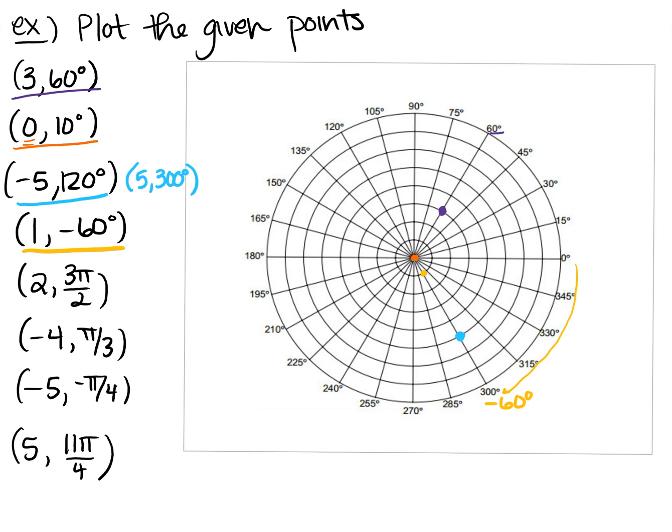This is a good time. What about 3 pi over 2? 3 pi over 2 I know is the same as 270 degrees. So I'm going to be along this 270 degree line, but I'm going to be 2 away. So there's my (2, 3 pi over 2).